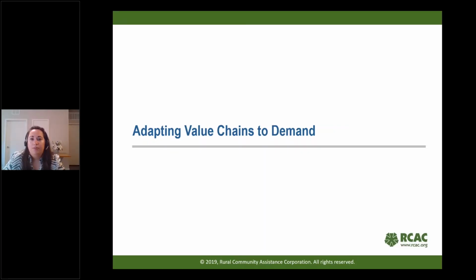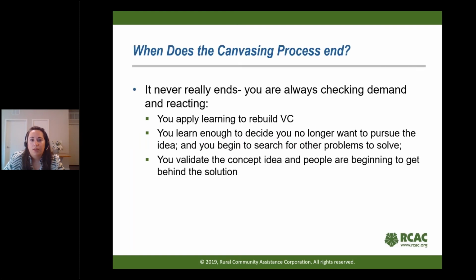Now we are going to take the review process one step further and look at how we can adapt value chains based on the data you learned from the previous tools and questions. When does the canvassing process end? The canvassing process never really ends. As we discussed earlier in the module, value chains can become a communications tool in which you are always discovering new information, new or changing demand, and finding opportunities to fill gaps. Value chains are driven by demand, so as the demand shifts and evolves, so should your product, service, or project.